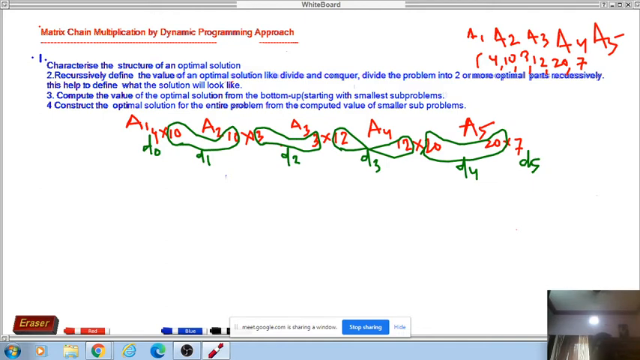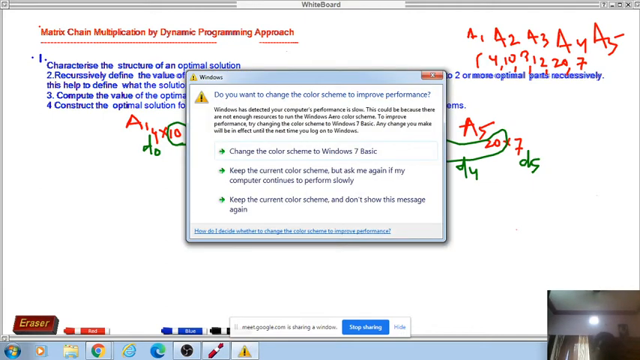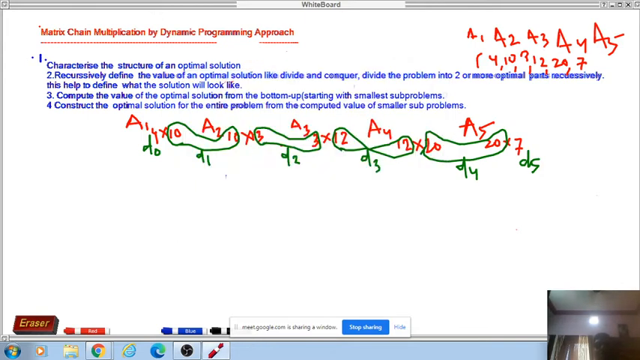For that, I have to make a table. I have to make a table of the order of how many matrices there are. There are 5 matrices, so you have to make a table of order 5. I'll design it first. Remember, you have to design the table like this.